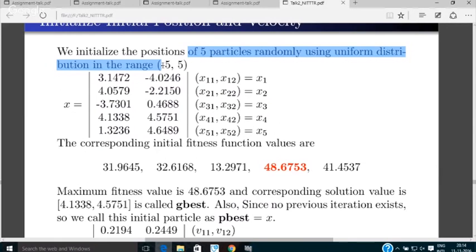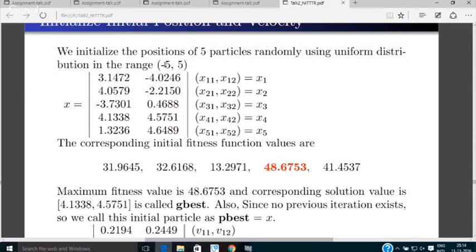This is my a, minus 5, a plus r times (b minus a). r is my random number. Minus 5 is my a, the lower limit, and b is my upper limit. So lower plus a random number multiplied by b minus a. b minus a is my range.